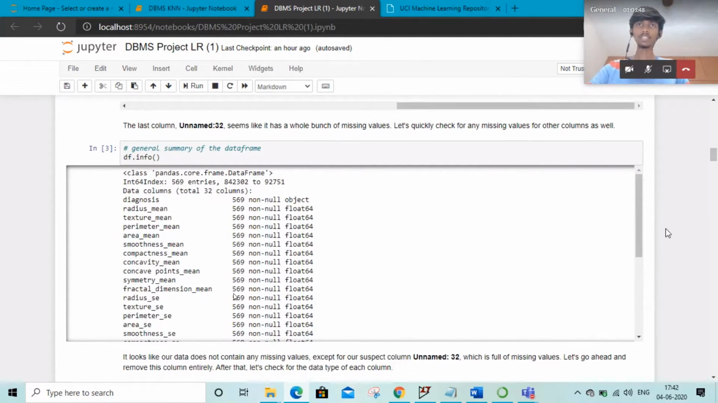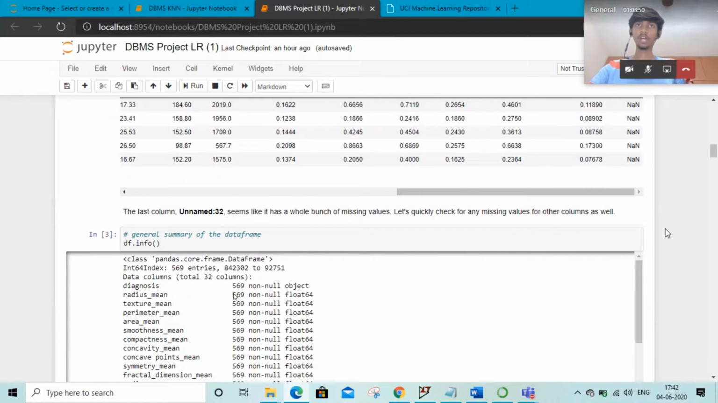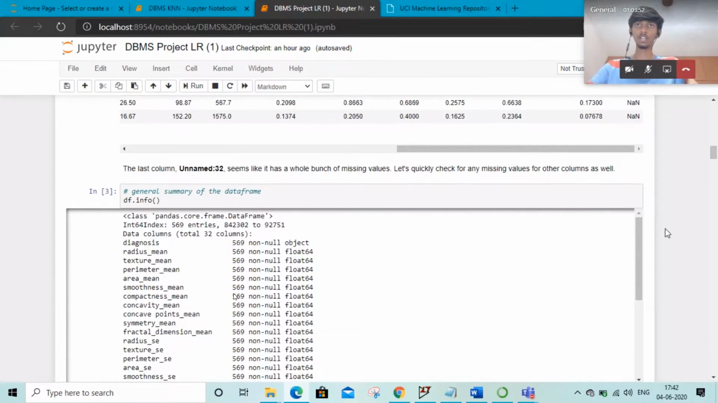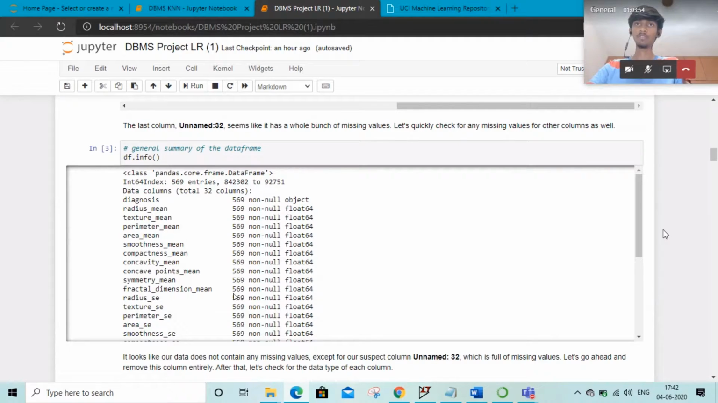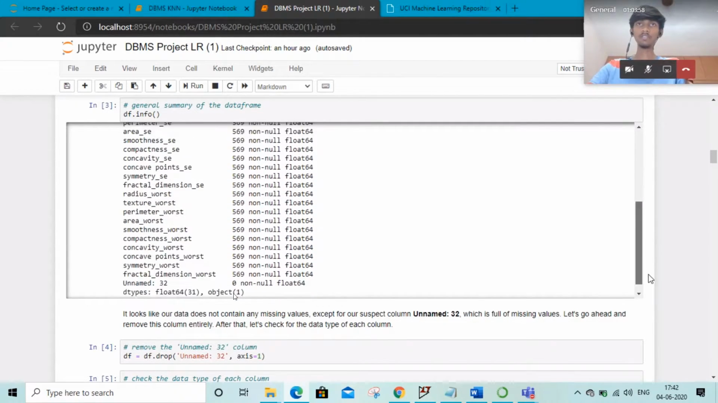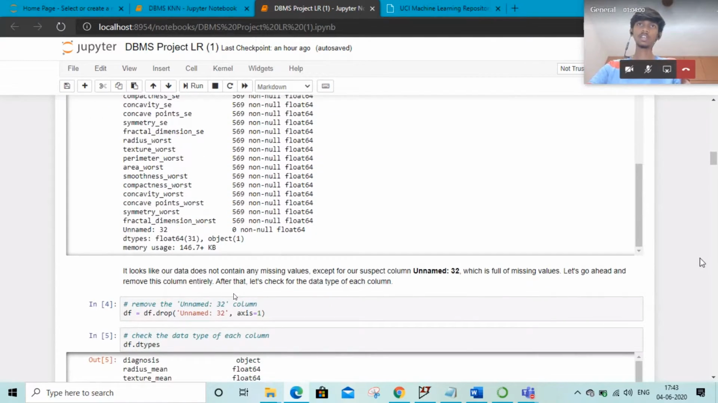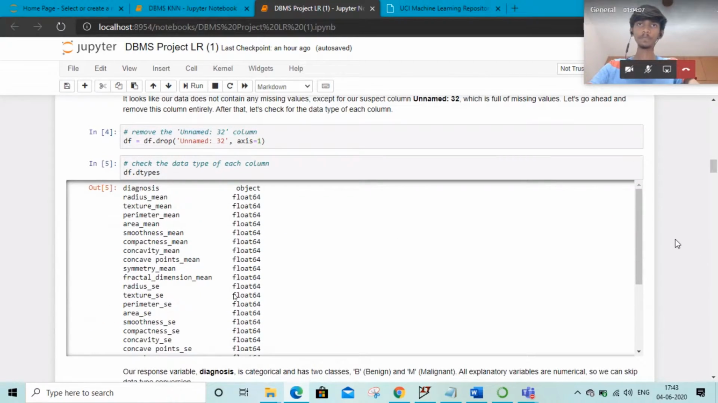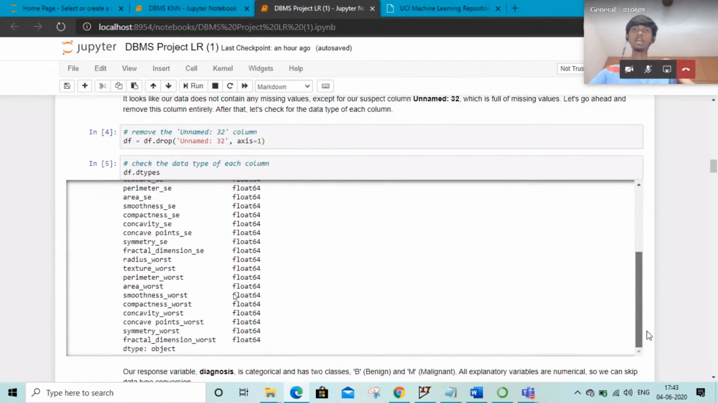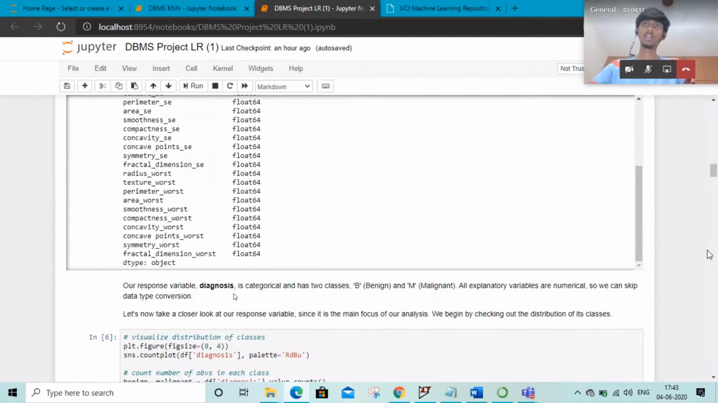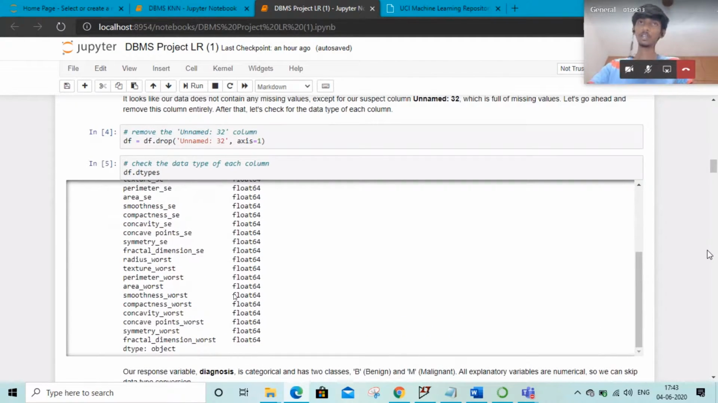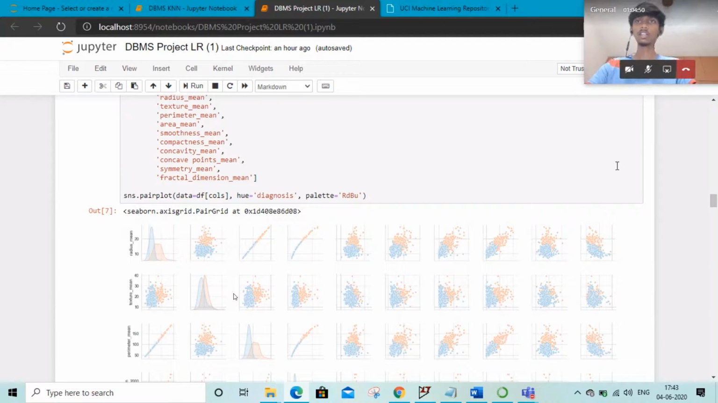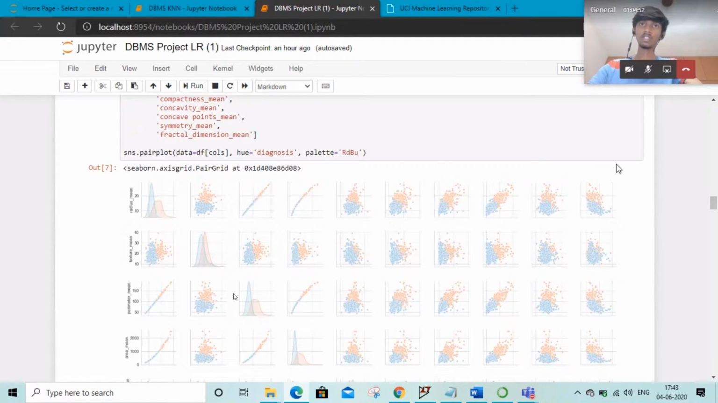And then we just see the data type of each feature within our data. You can see almost all are float type except the last column. df.drop on Unnamed: 32 drops the whole column, and df.dtypes shows the remaining columns. So once we drop the column, we try to understand our data set and how the features are related to each other. We try to see the relation between various features in the data.